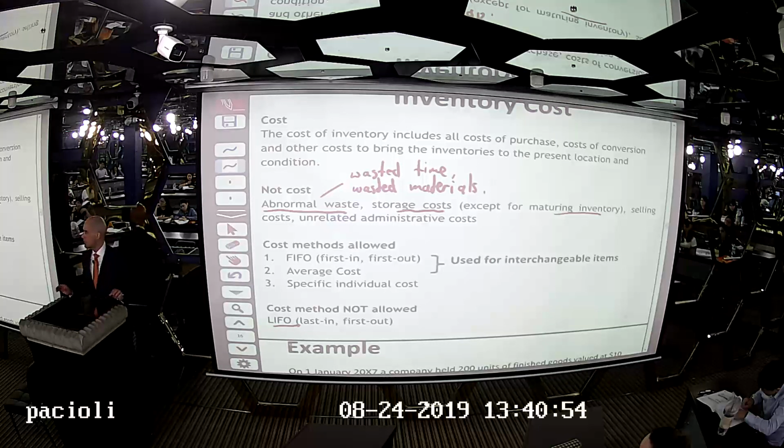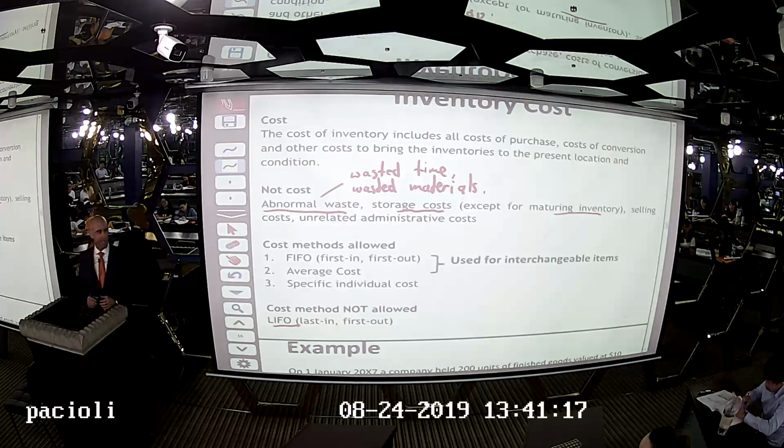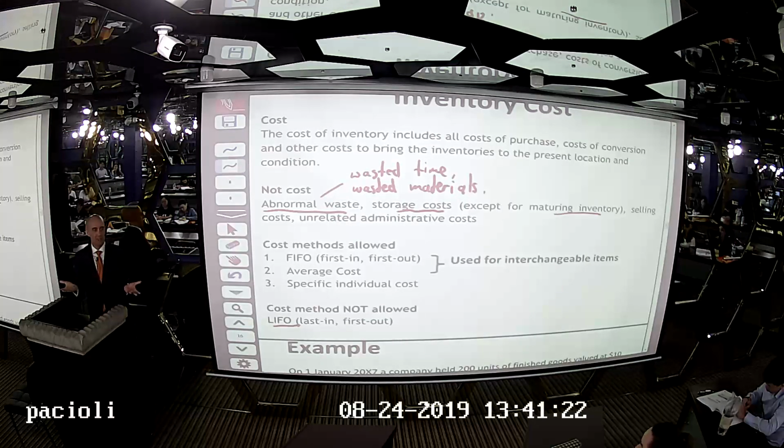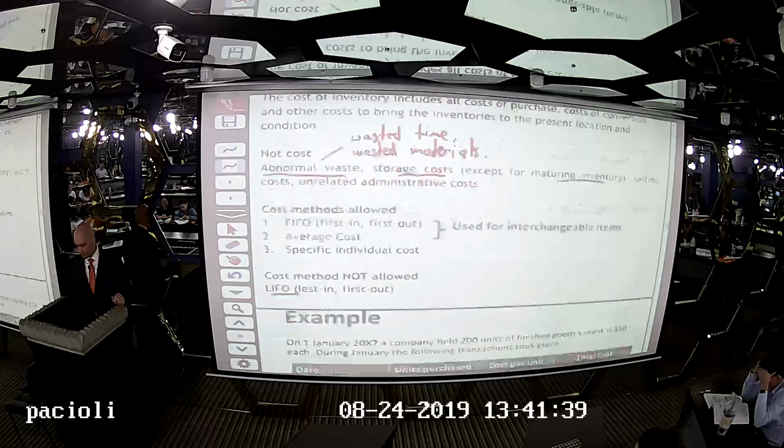It's only mentioned because LIFO is allowed in U.S. accounting. So if you work with a U.S. company, they may want to use LIFO, but we have to tell them no. In Cambodia, we can't use LIFO because we follow IFRS. And anyway, LIFO doesn't match what we normally do. When we're selling, we don't sell the last one we buy. Normally, we sell the first one we buy. So we can't use LIFO.